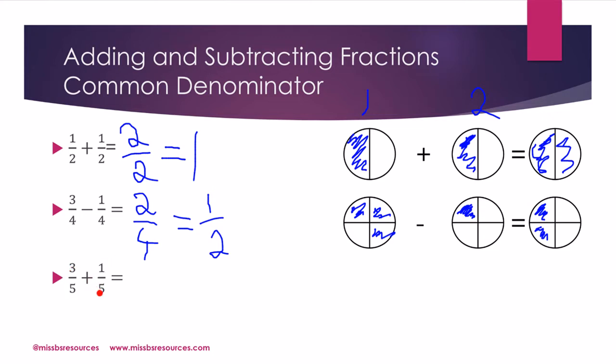So the first thing that I know is my denominator is the same and it's going to be out of 5. And then I'm going to add my numerators together. So 3 add 1 makes 4. So I've got 4 out of 5 slices. Well done if you've got that.